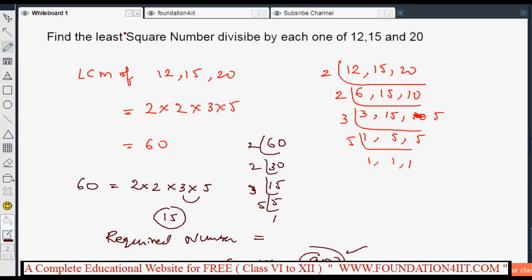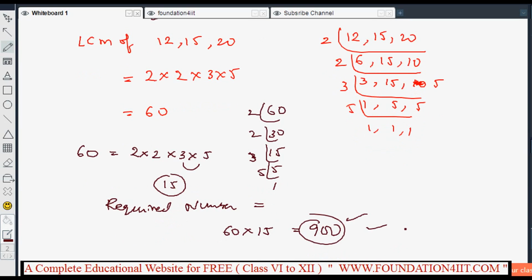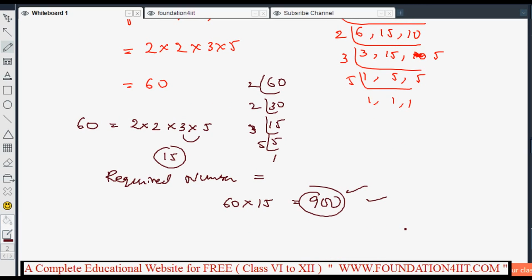Okay, in the same question, if they ask only for the least number, instead of the word square, the answer is 60. So the least square number means 900. So this is the way we can find the numbers which are multiplied by some number or divisible by some number to get a perfect square. This is the procedure we can follow.